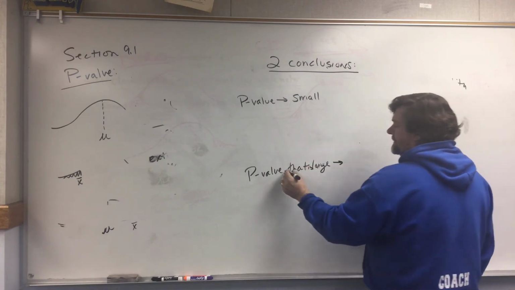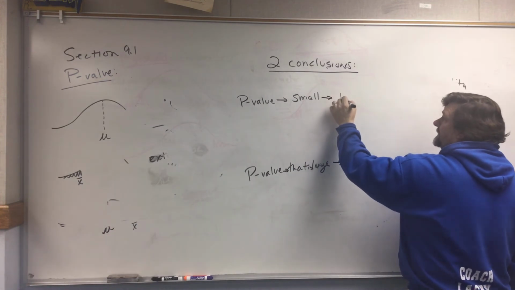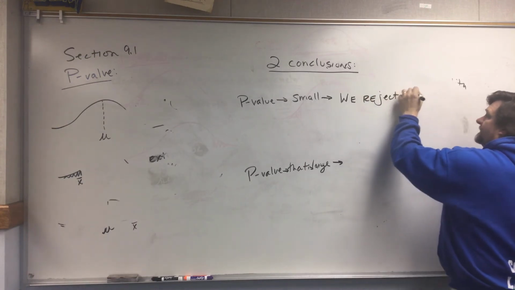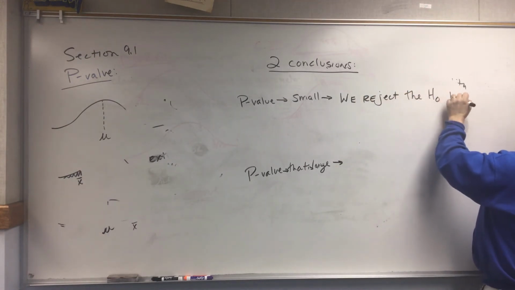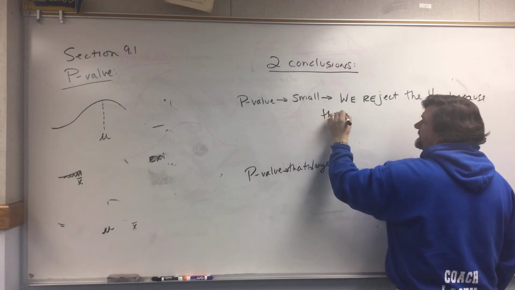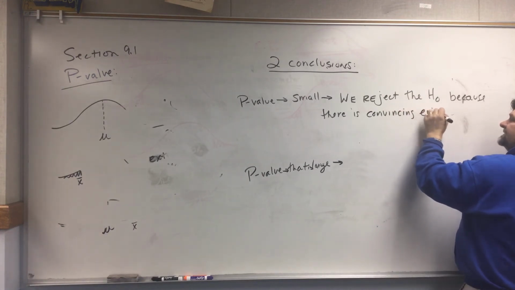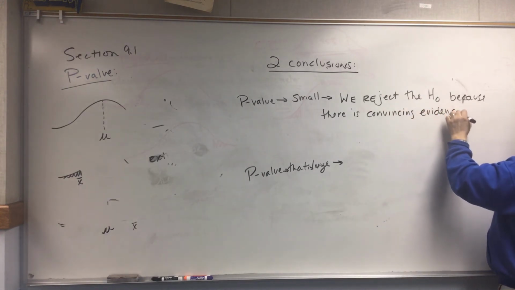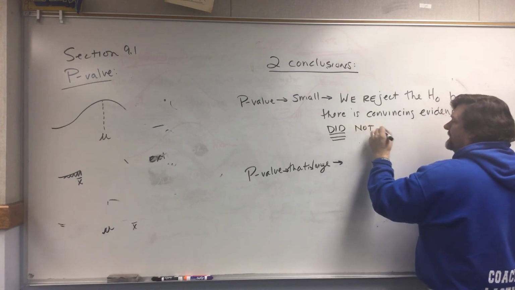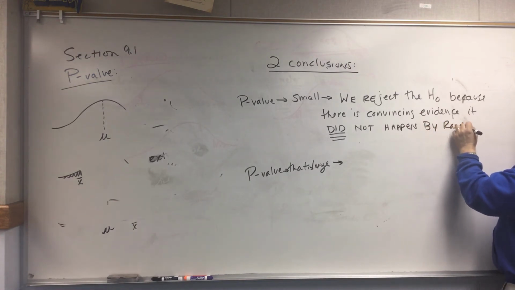Okay? All right. So, if the p-value is small, we reject the null hypothesis because there is convincing evidence it did not happen by random chance. I know it's hard, a lot of writing.